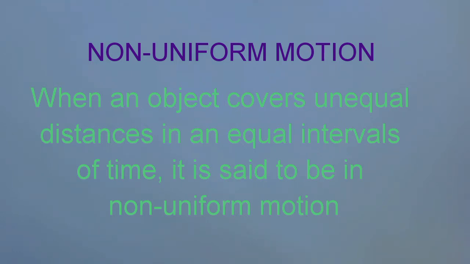When an object covers unequal distances in equal intervals of time, it is said to be in non-uniform motion. Man walking on a road, movement of a bus, movement of a ball while playing cricket, a person typing on a keyboard are some examples of non-uniform motion.